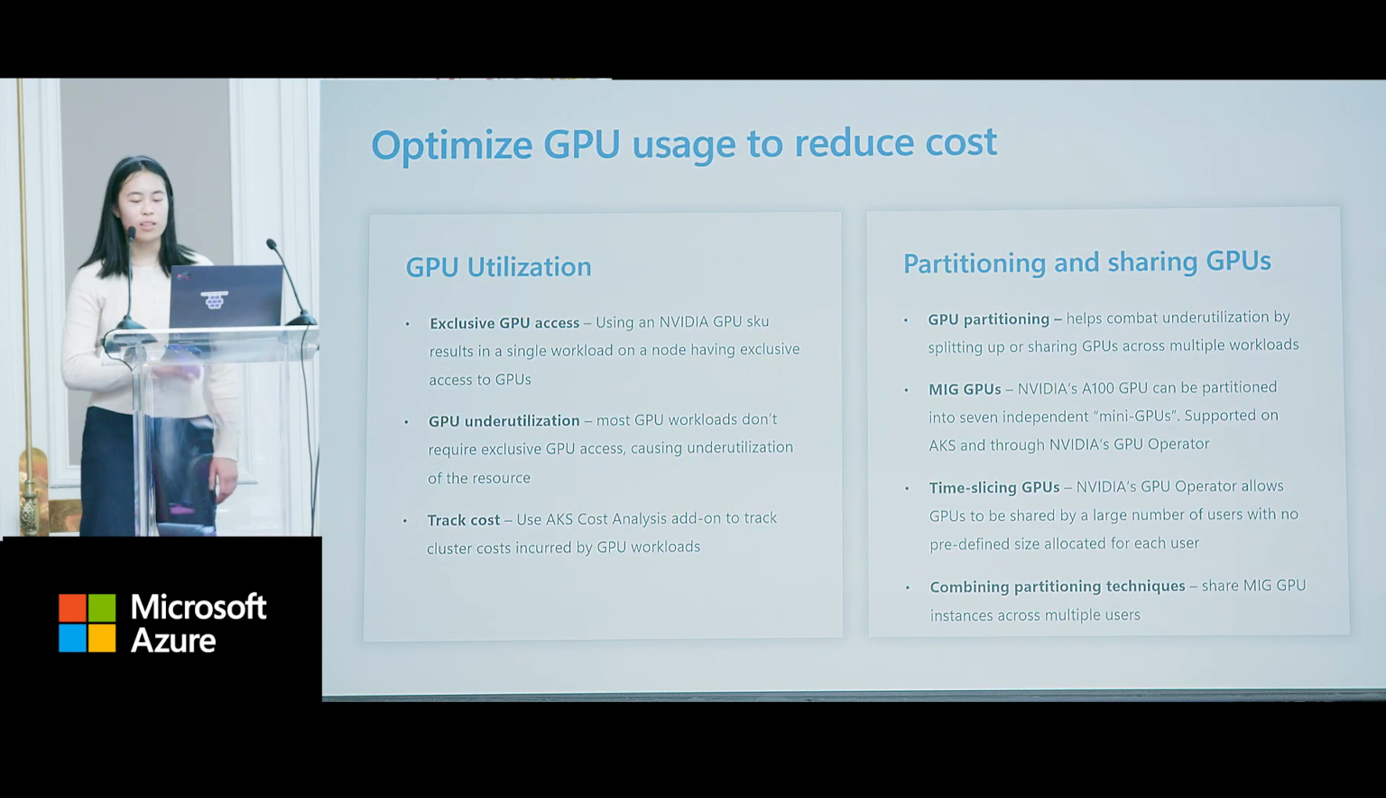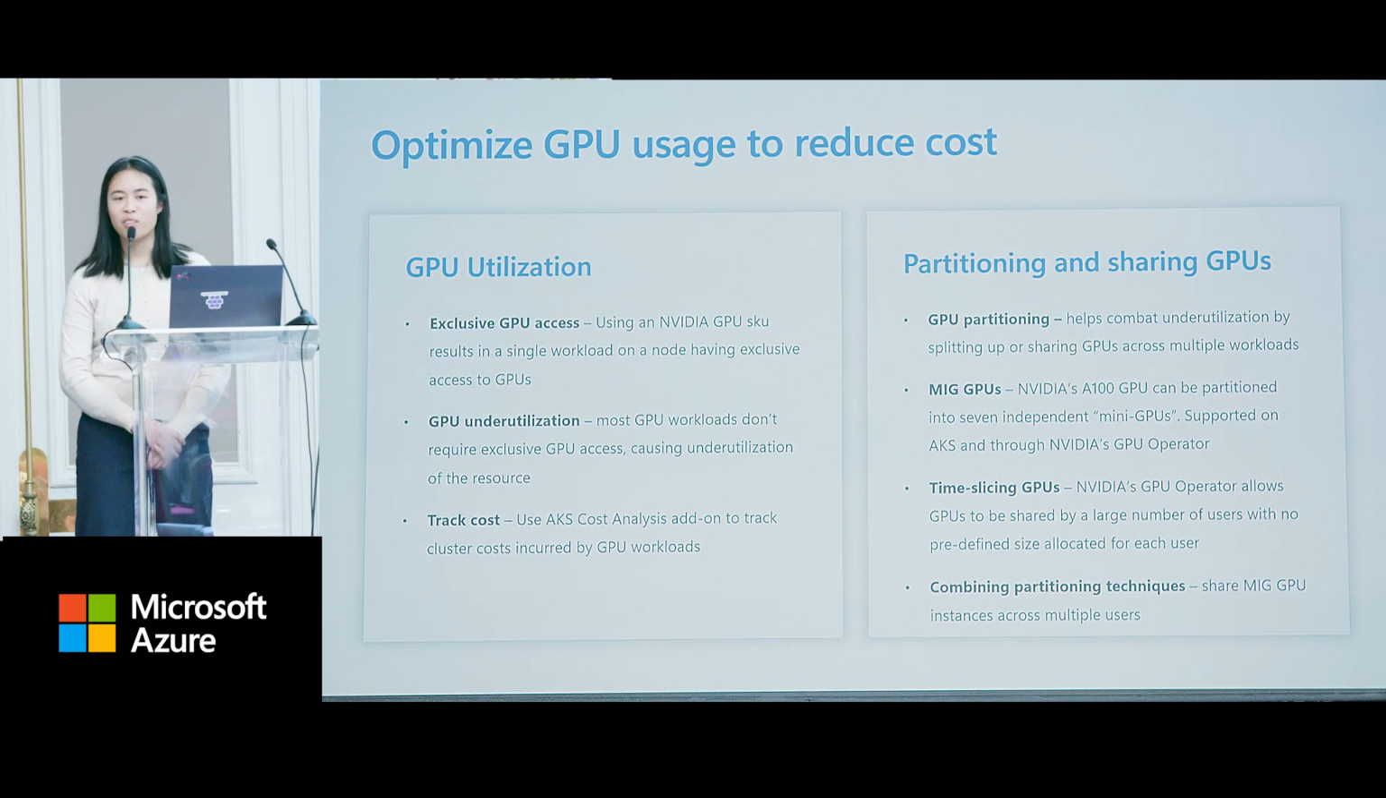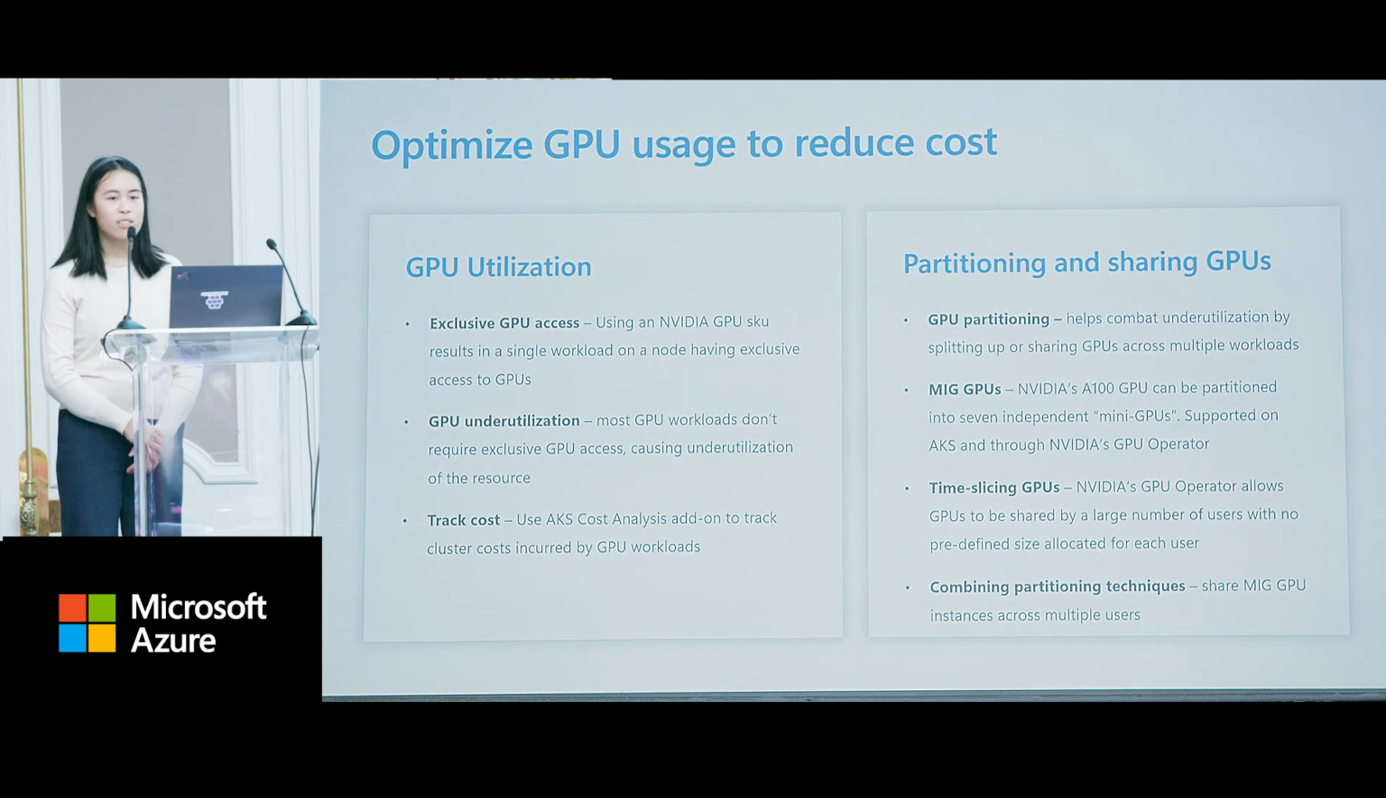Now for GPUs, what's the story between GPUs and costs? With the AI boom, we all know that GPUs are a hot commodity and they can be very costly. In terms of utilization, regardless of size or resource requirements for your workloads, by default, GPUs have exclusive GPU access. This means that a single workload will have exclusive access to one GPU on a node, but this often leads to underutilization of the resources since oftentimes workloads don't require a single whole GPU.